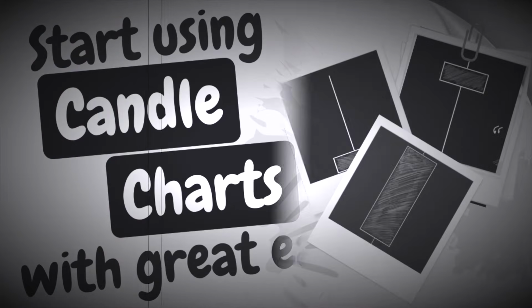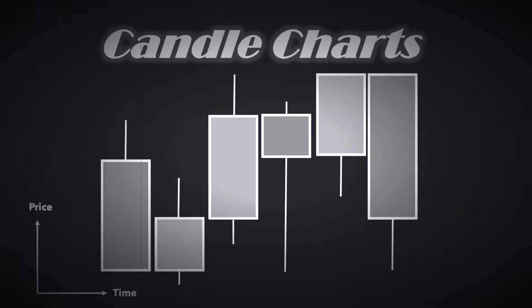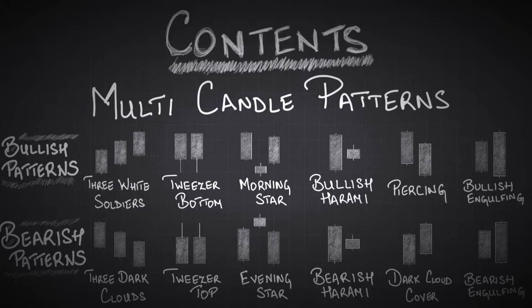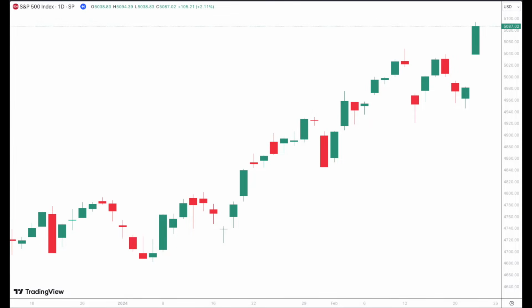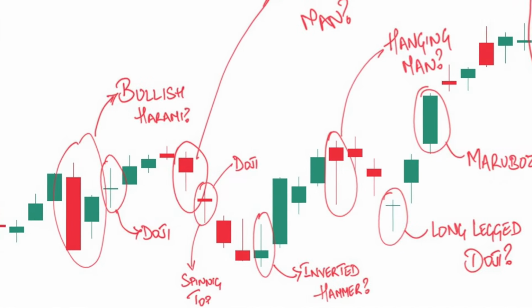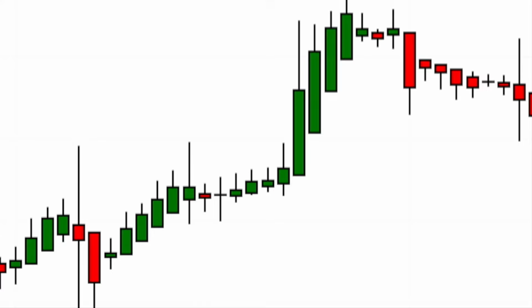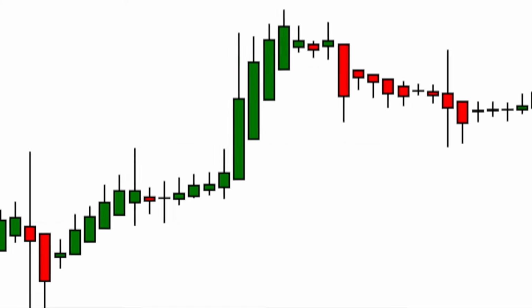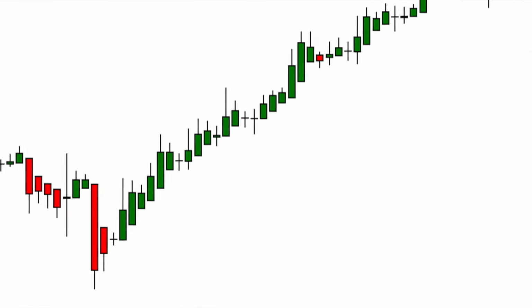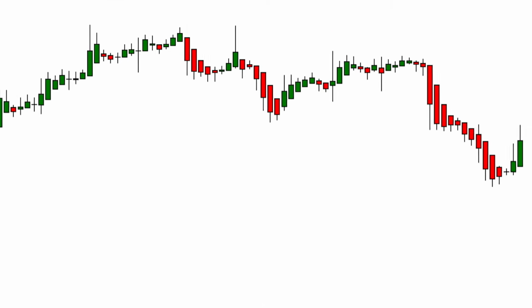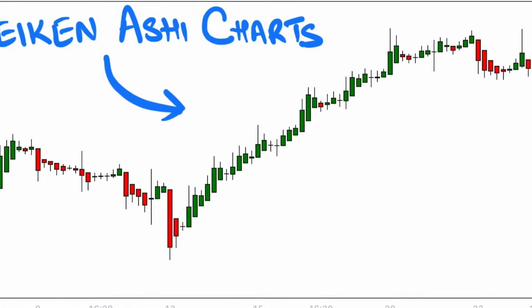I am a big fan of candle charts. I recently did a series of videos to explain the basics and covered various patterns. But let's be honest, identifying patterns amongst a series of candles is not so trivial, especially for beginners. Imagine if candle charts were simpler, a series of expanding and contracting candles clearly identifying trends and reversals. Heiken Ashi charts can do just that.